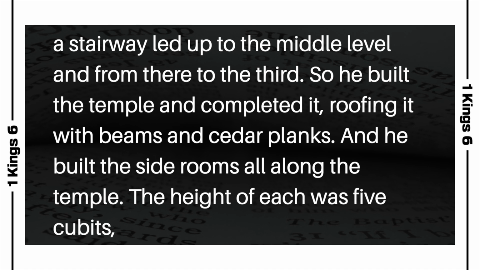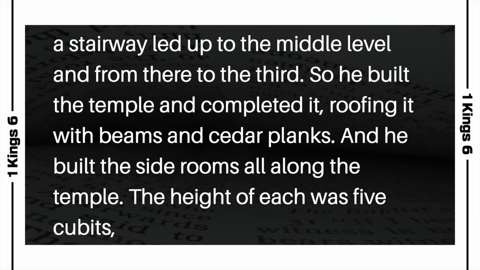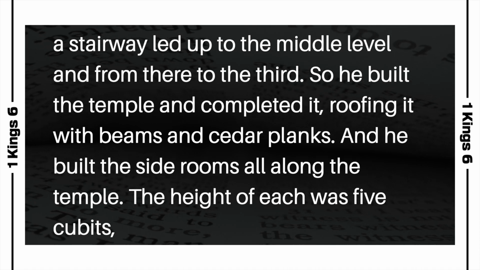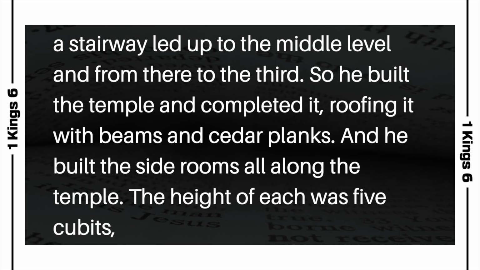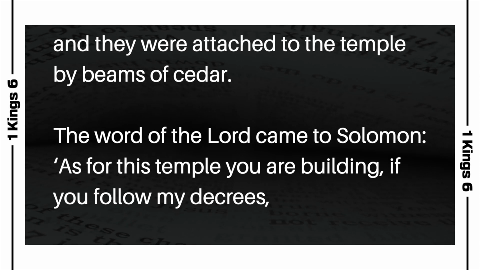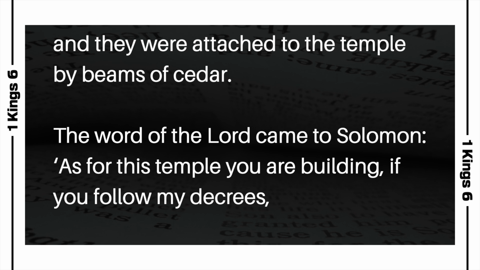So he built the temple and completed it, roofing it with beams and cedar planks, and he built the side rooms all along the temple. The height of each was 5 cubits, and they were attached to the temple by beams of cedar.